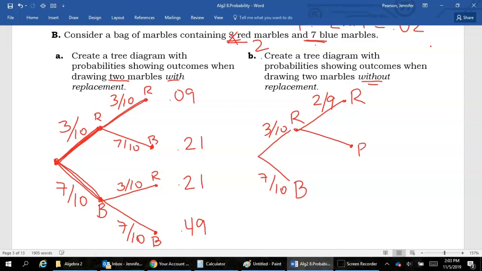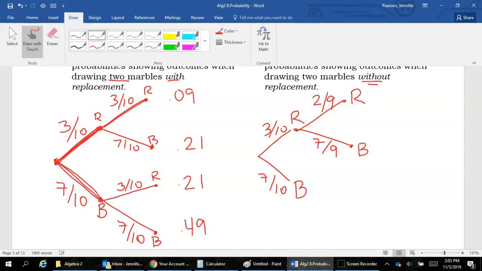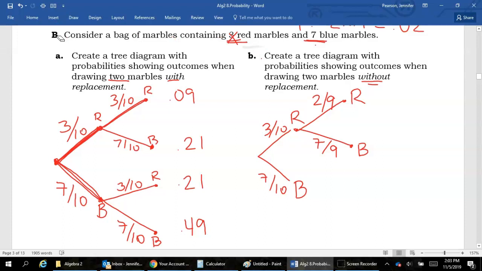If I took that red out and now I'm looking at the chance of getting a blue, I still have 7 blues because I didn't take a blue away, but there are only 9 because I took a red away. So backing up so we can figure out what happens on the bottom here, let's say I took a blue out. So now my chance of getting a red, there's still 3 reds, but now there are 9 altogether because I took a blue away. And my chance of getting blue would be 6 blues left out of the 9 altogether.